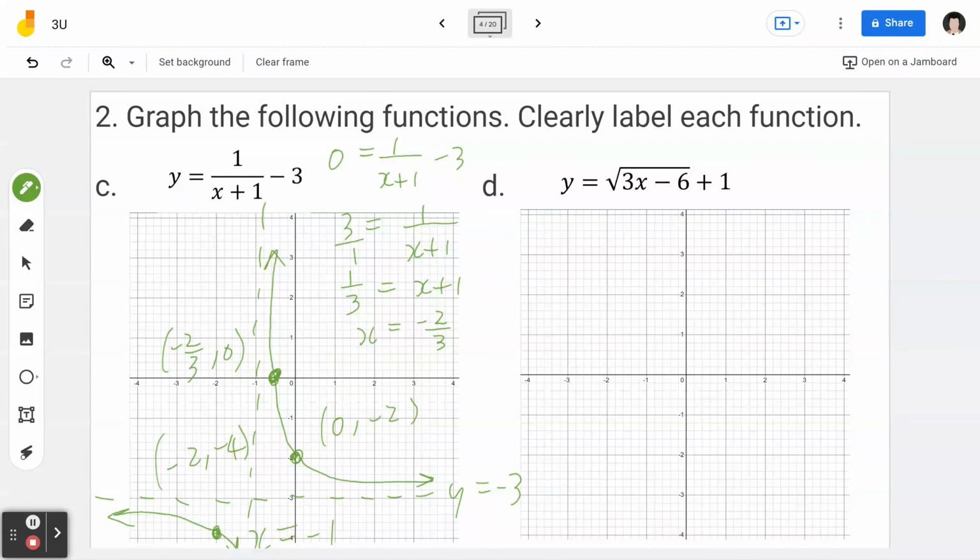2D. Again, I would like you to try this first. You can pause the video. When you press play again, I'll be here.